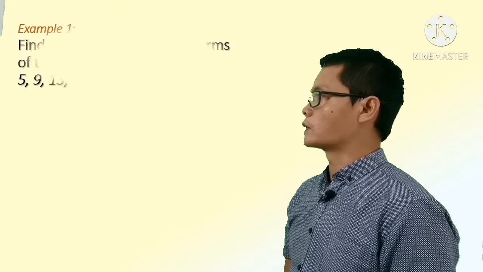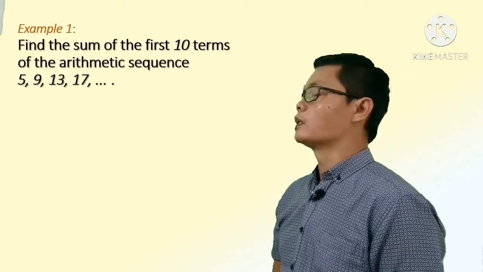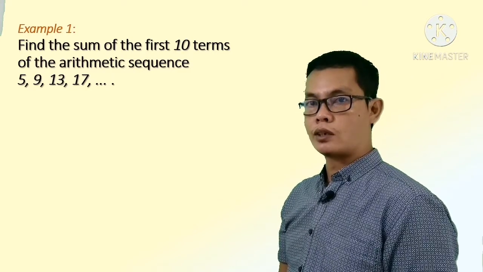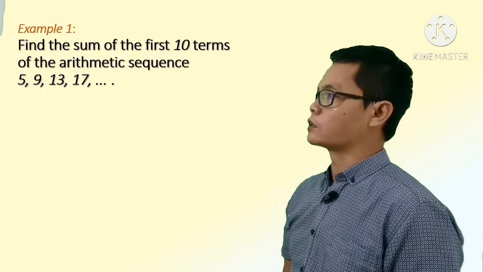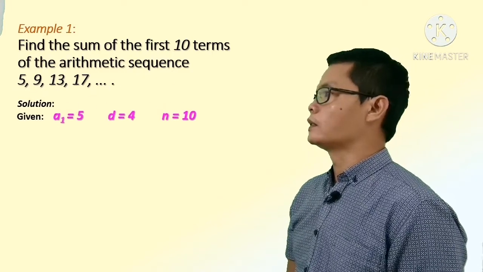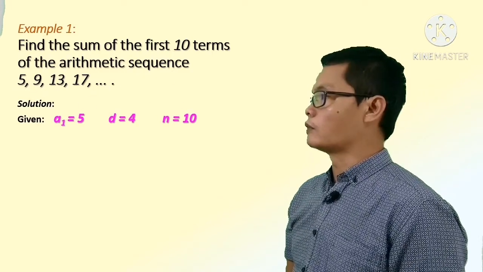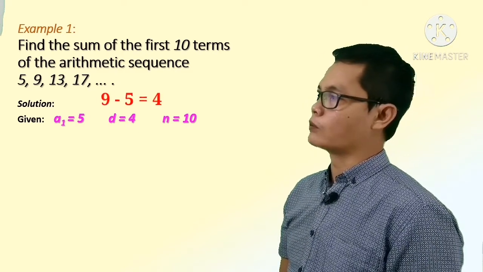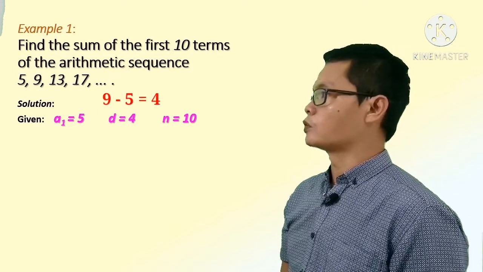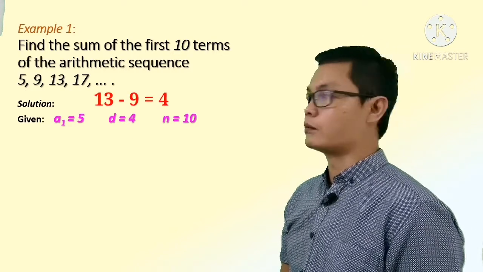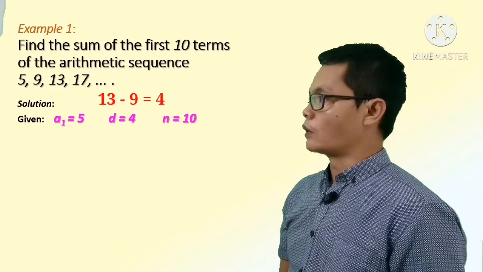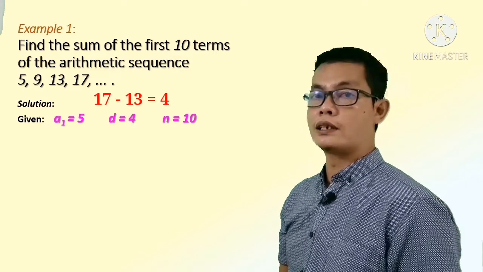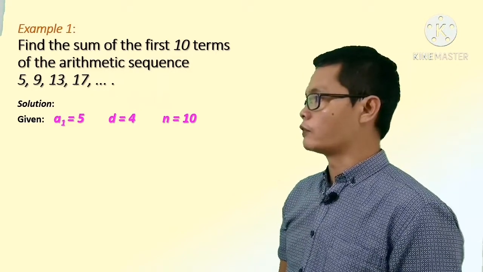Find the sum of the first 10 terms of the arithmetic sequence 5, 9, 13, 17, and so forth. Solution: we have here the given a sub 1 equals 5. The value of the common difference is 4, which we get by subtracting the first term from the second term, or the second term from the third term, or 13 from 17, the fourth term minus the third term.